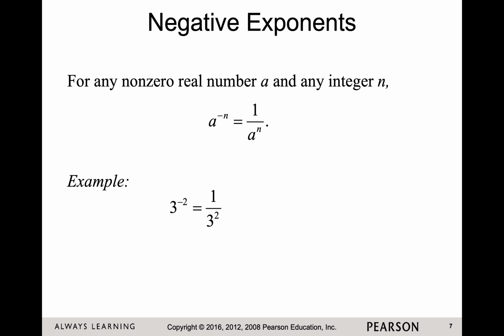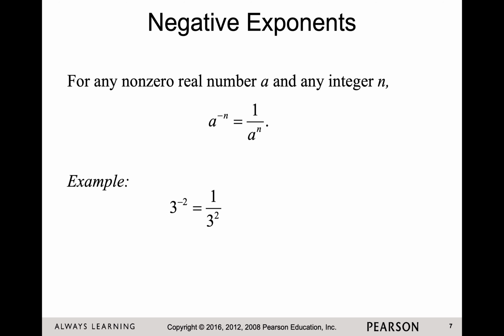Negative number exponents also have a weird situation. They cause anything to flip. It doesn't change the sign, it just causes it to flip. So look at 3 to the negative 2. I flip that. 3 is 3 over 1, which would flip to 1 over 3.